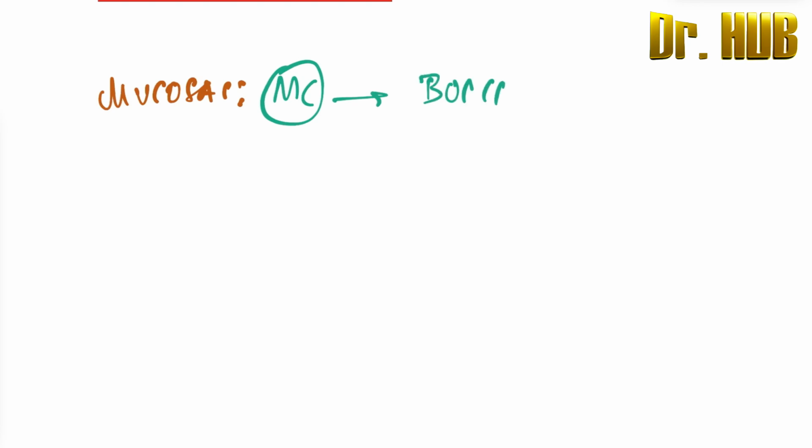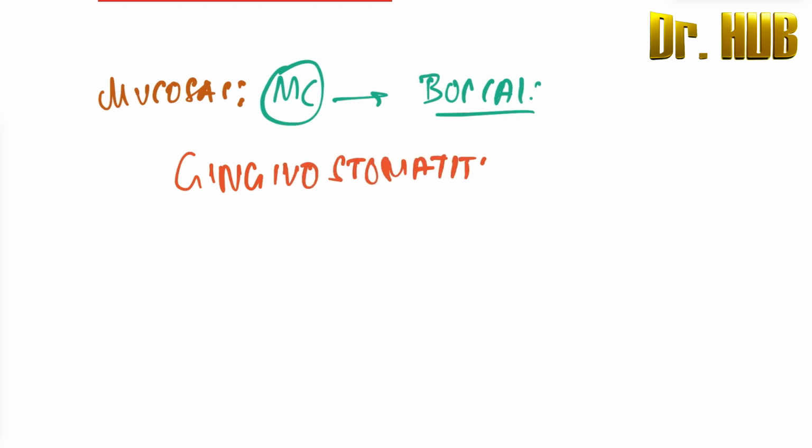Next is the mucosa. When you look at the mucosa, the most common site involved is the buccal mucosa, and it may cause gingivostomatitis and also pharyngitis and recurrent herpes labialis.